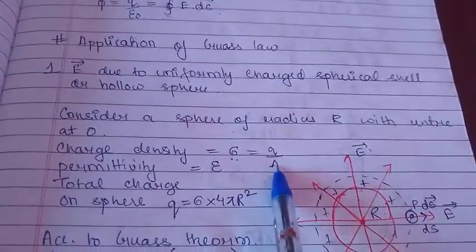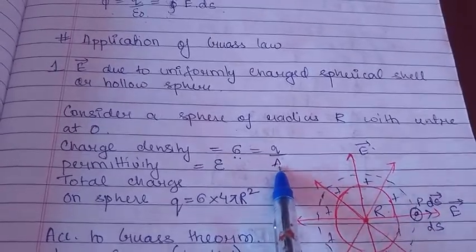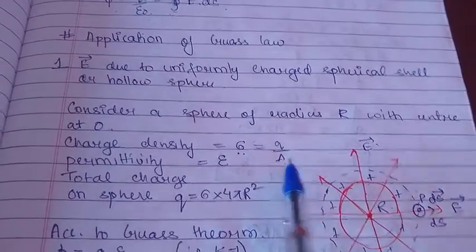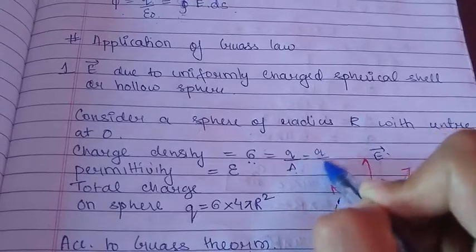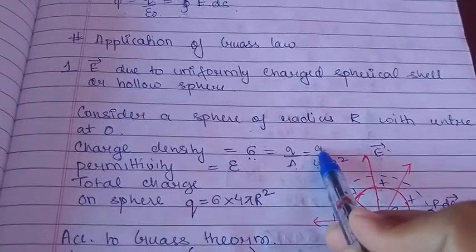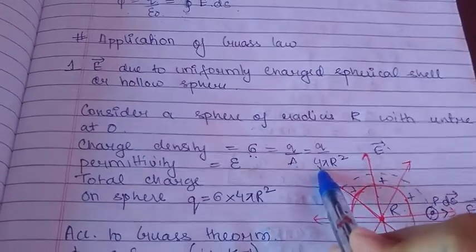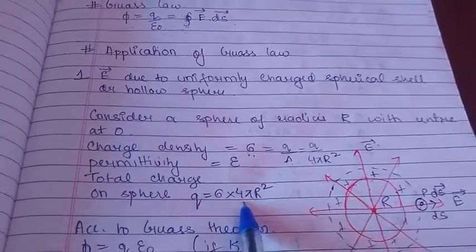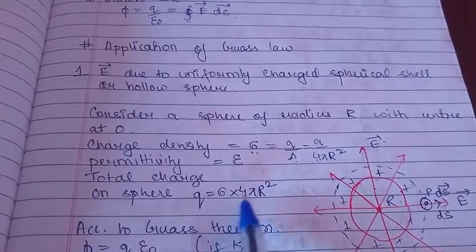Now the surface area of a sphere is 4 pi r square, so you can write this as Q by 4 pi r square. From this you can write that the charge is equal to sigma into 4 pi r square. So this is your total charge on the sphere, that is sigma into 4 pi r square.